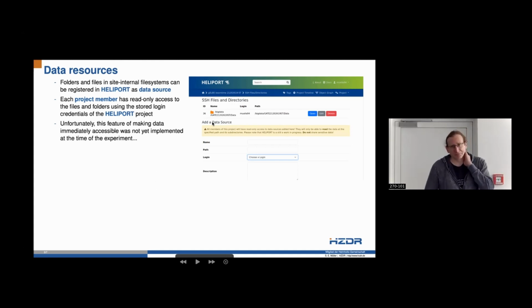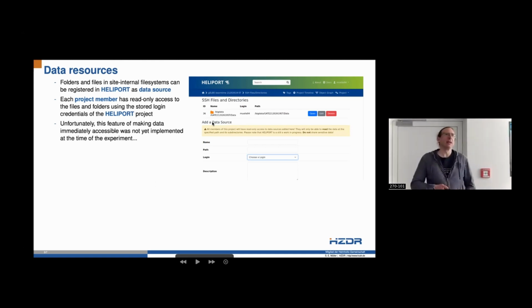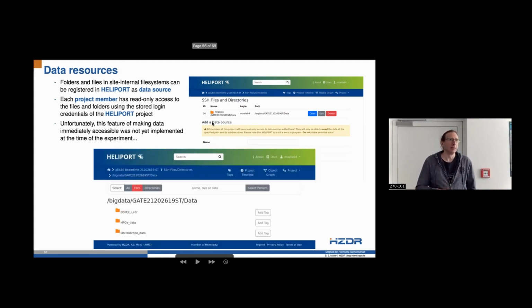Unfortunately, this feature of making the data immediately accessible was not yet implemented at the time of the experiment. So we had to go through our cloud system to transfer the files so that our US colleagues could have a quick look at them and tell us if we are going in the right direction or not. But it was also possible, but it would have been, of course, much nicer if this at the time was already present in HELIPORT. But now it is, and for future beam times, we can make use of that.